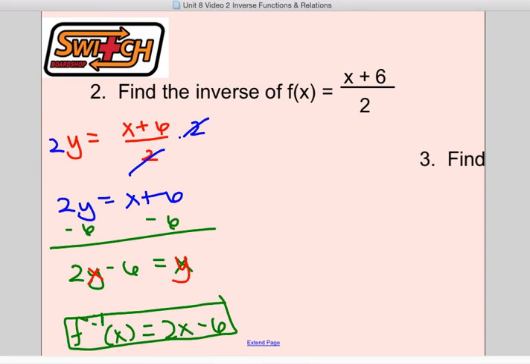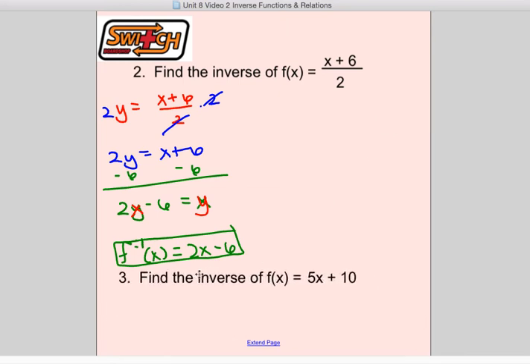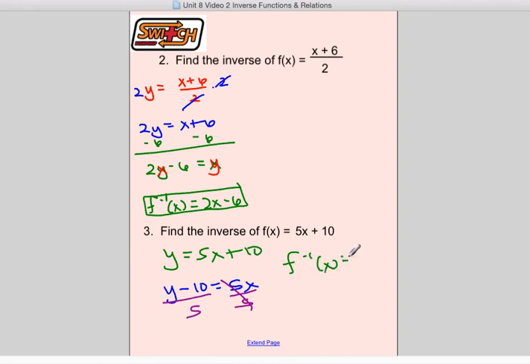Okay, example 3. Find the inverse of 5x plus 10. I would like for you to pause the video and try this one on your own. Okay, hopefully you paused the video and tried it. So we rewrite y equals 5x plus 10, and now I solve for x. So I would subtract 10, and then I would divide by 5. So in inverse notation, f inverse of x is equal to x minus 10 over 5.